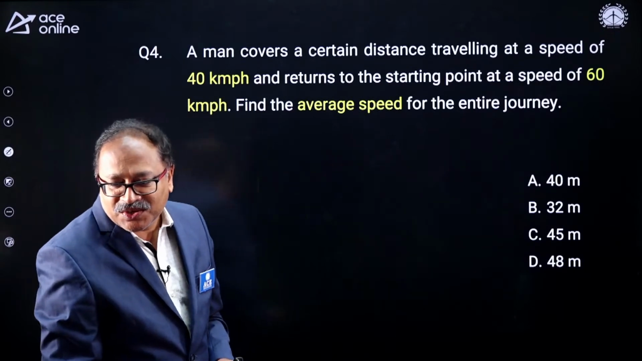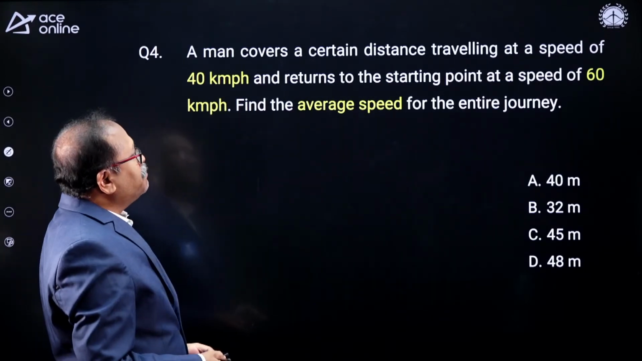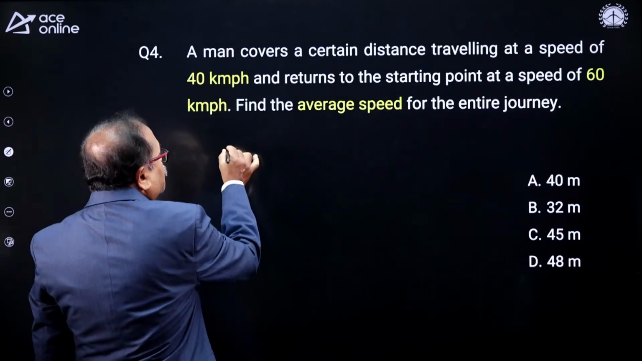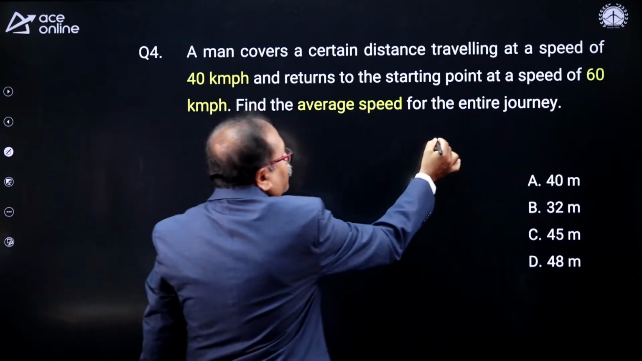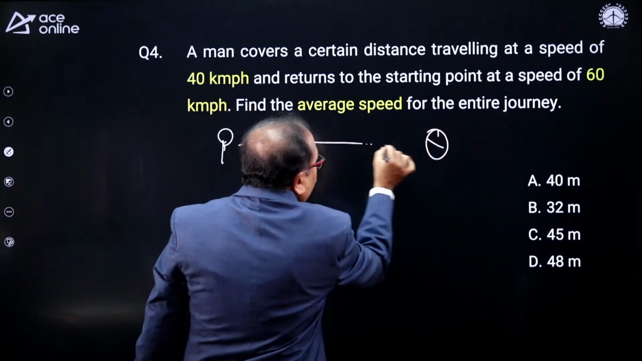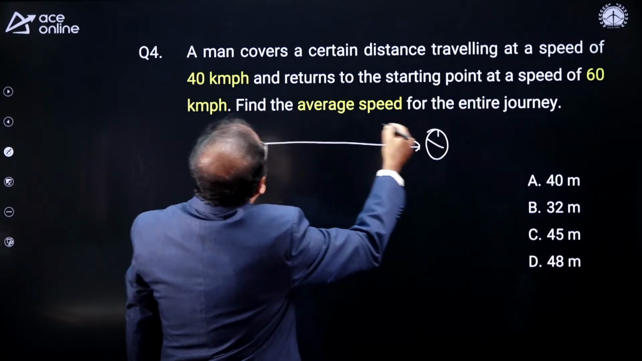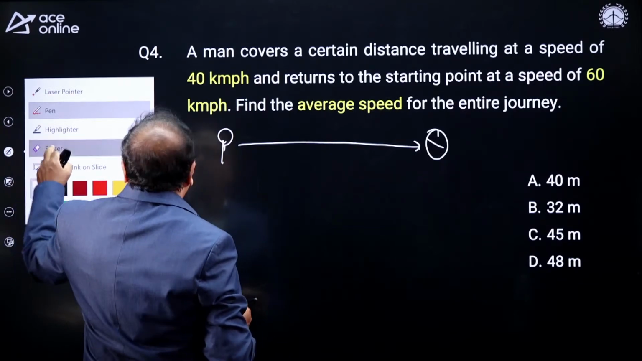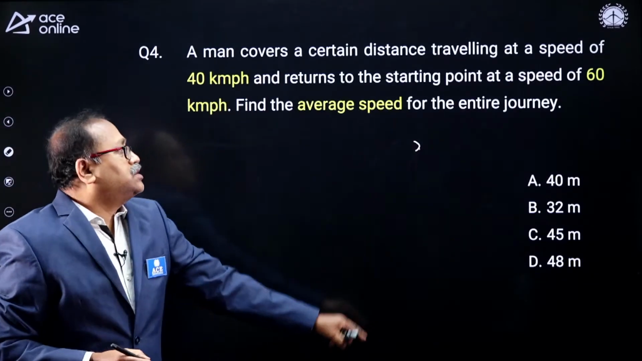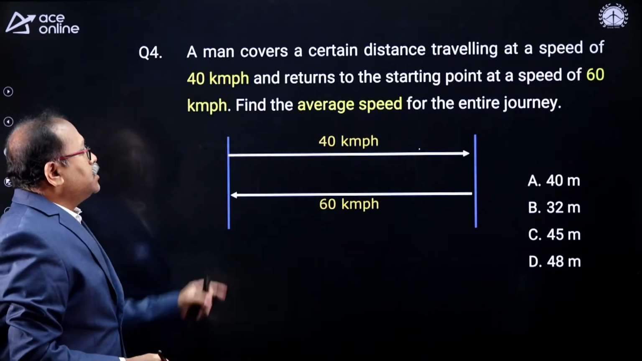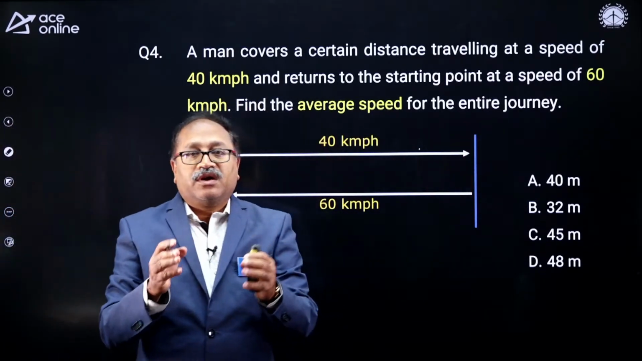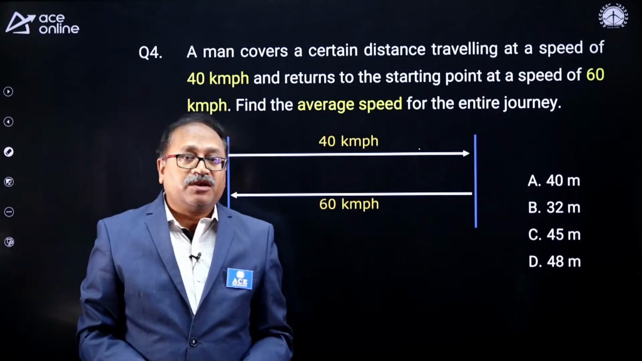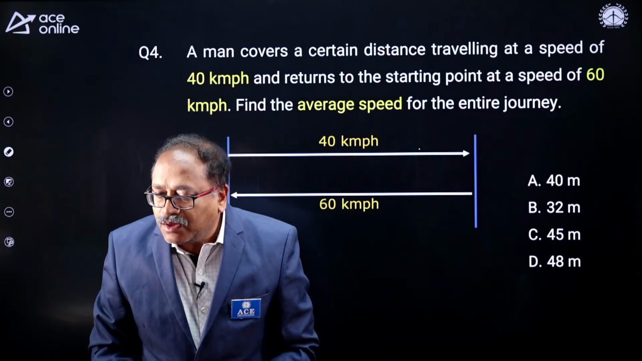Answer this question. I will simply apply this formula, 2AB into A plus B. Let's consider that point P is there, point Q is there. Now you are moving from here to here with a speed of what kilometer? I have the diagram over here. Let's say that a man, Mr. Aman, travels from here to here at 40 km per hour, and he comes back with a speed of 60 km per hour. The average speed will be 2AB by A plus B.